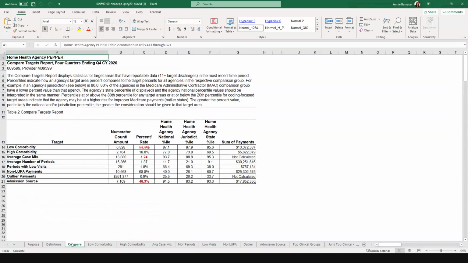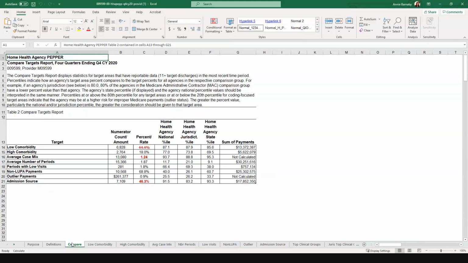So this is the Compare Targets report. And this is going to show statistics for target areas that have reportable data. Now, when we're talking about reportable data, we are talking about 11 or more target discharges in the most recent time period. So if that numerator or denominator does not have 11 plus, then that is not going to be considered for the PEPPER. That's just the minimum threshold that we've placed to make the PEPPER as beneficial and efficient as possible.